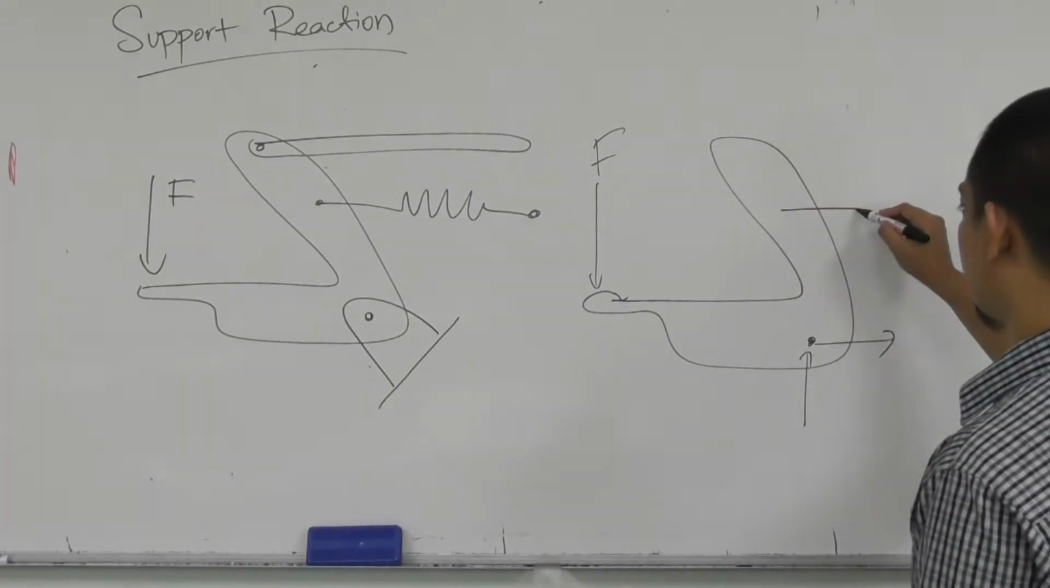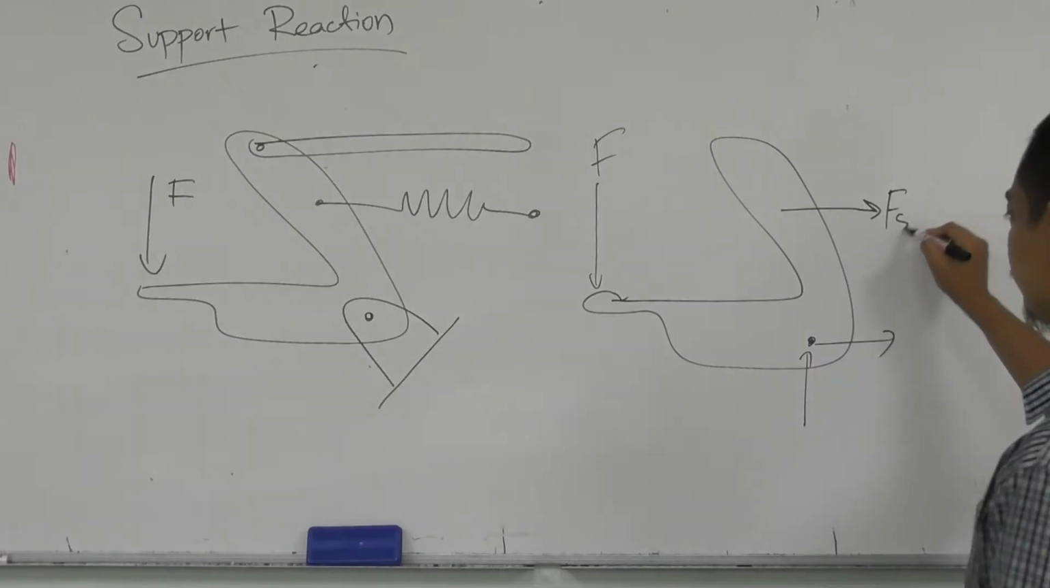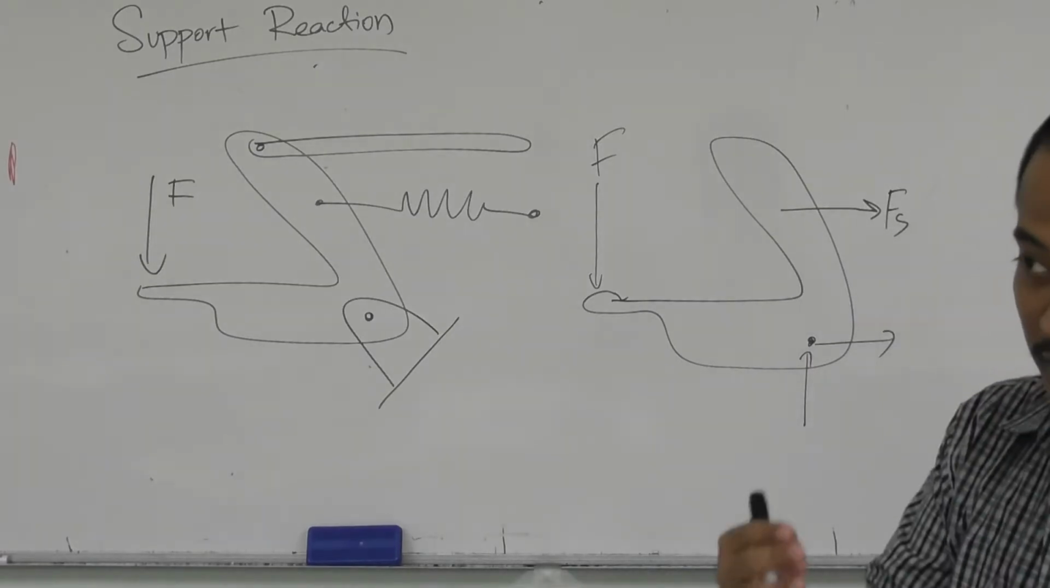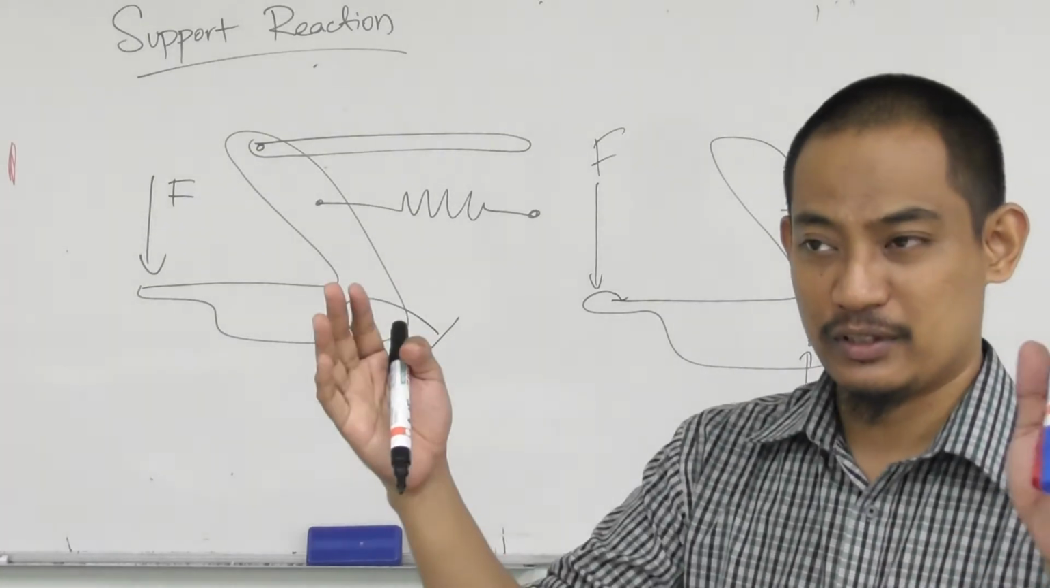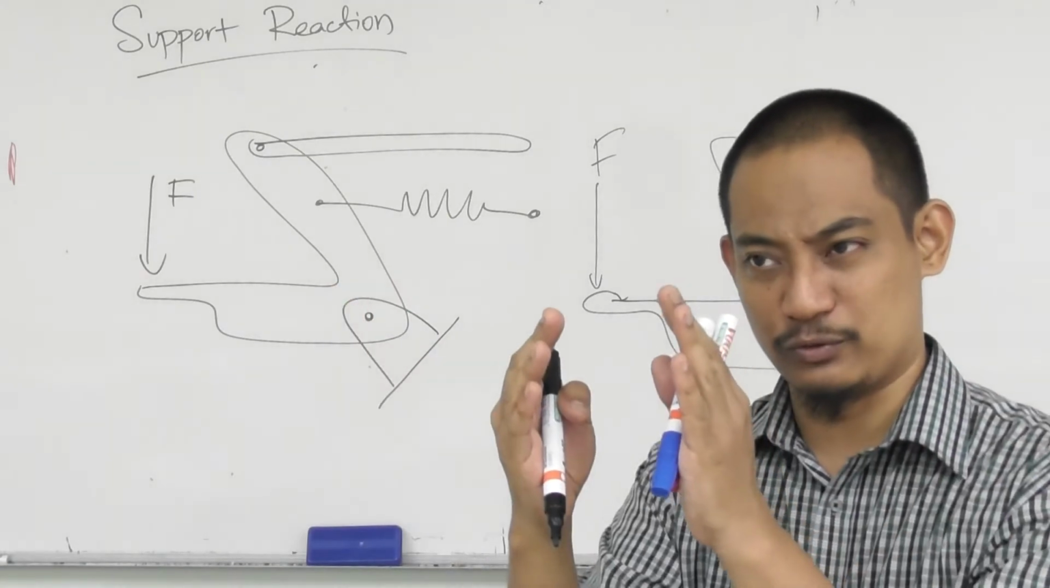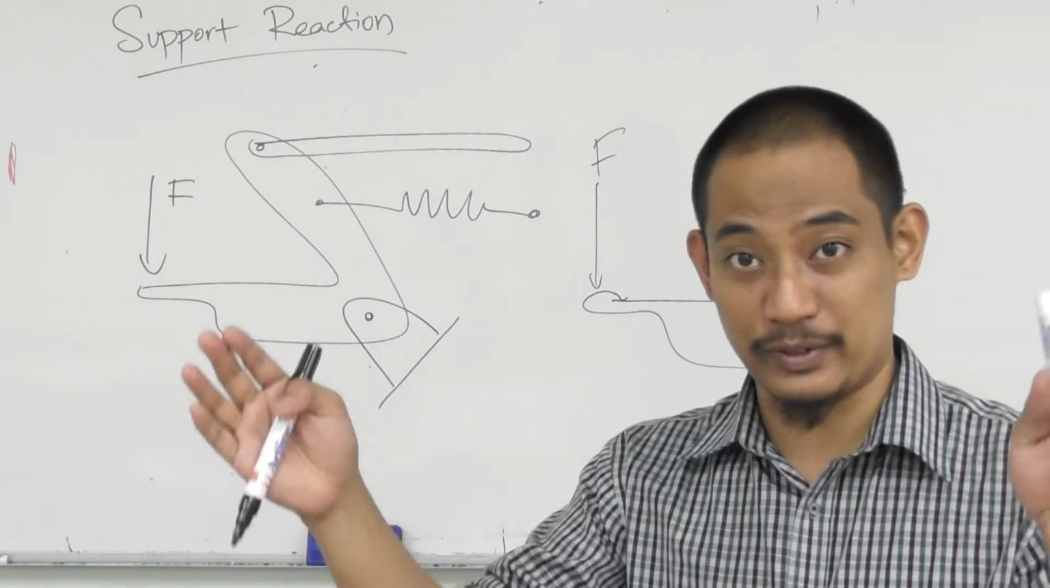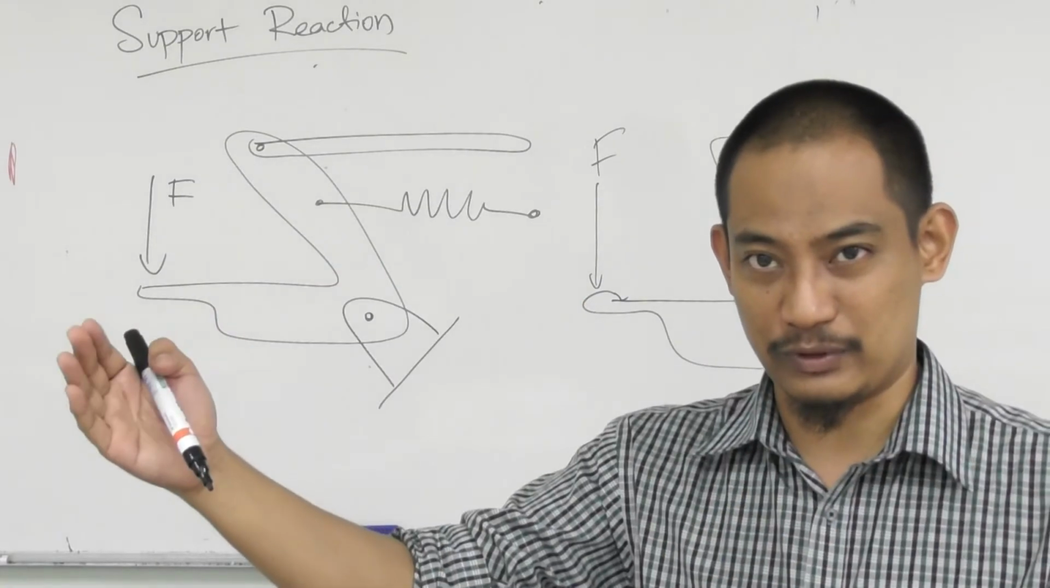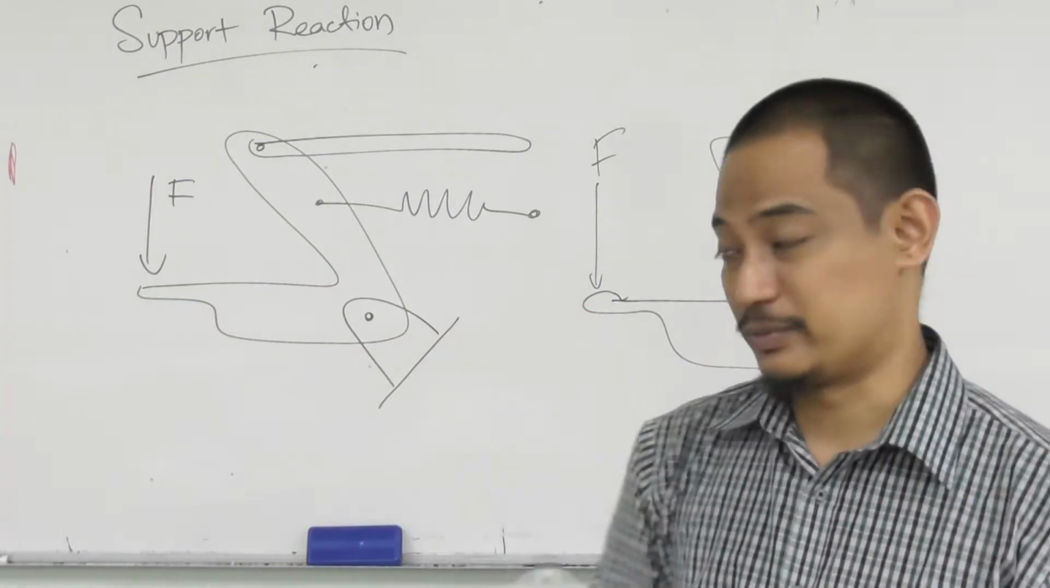And then you have a spring here, for example, with a force from the spring. Of course, the direction depends on the condition of the spring. If the spring is being compressed, it wants to push back, so the force will be that way. If it's being stretched, then it wants to go back, so the force is going to be that way, right?